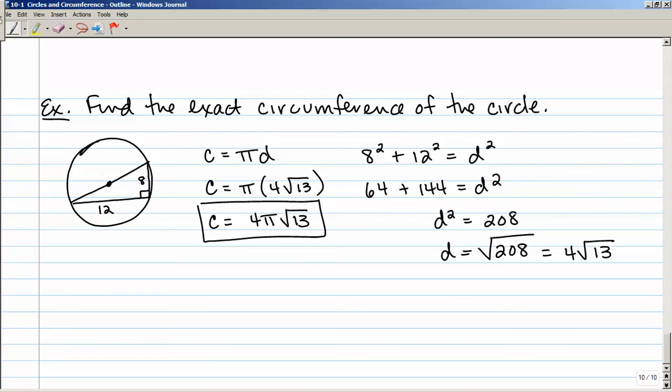So make sure that you're up to date on all of that vocabulary we went over at the beginning of this lesson, and make sure you know the formulas for circumference and diameter and radius.